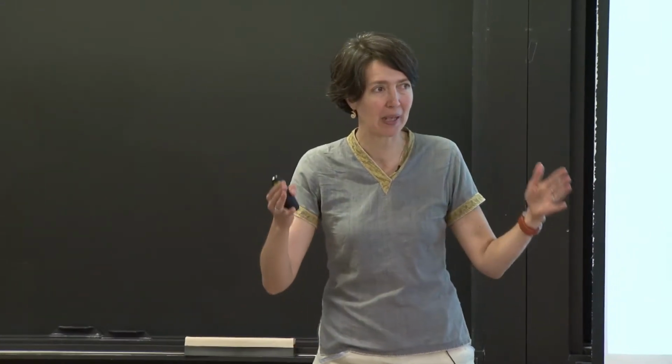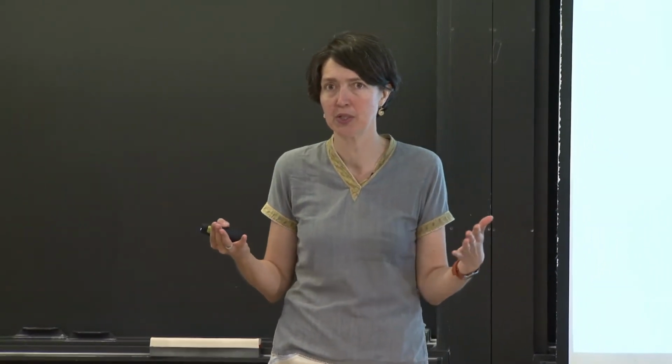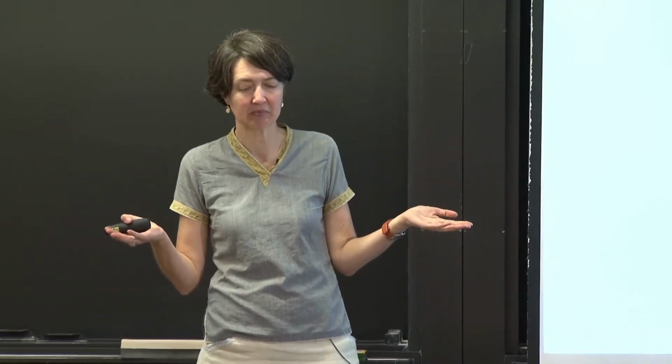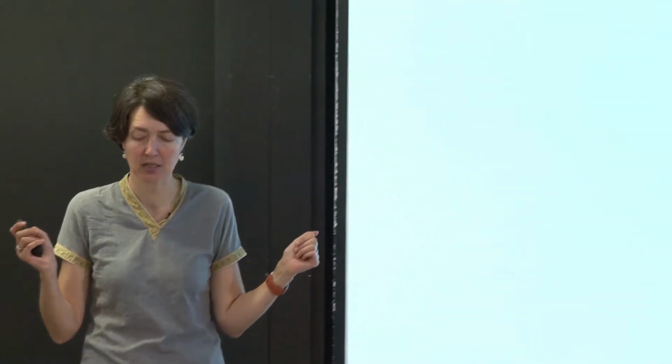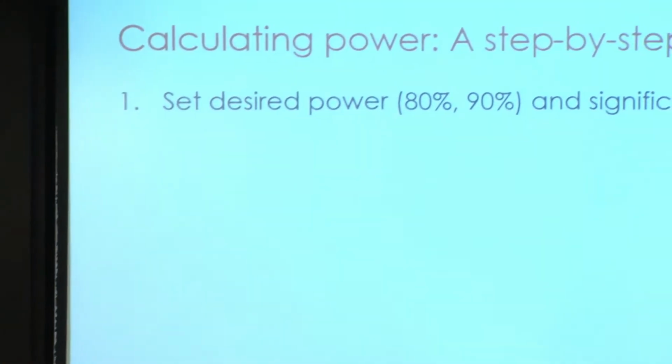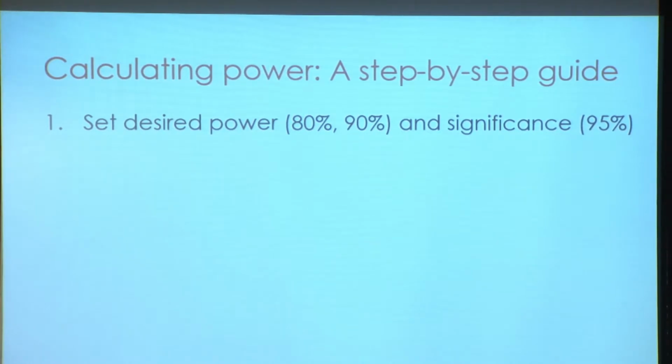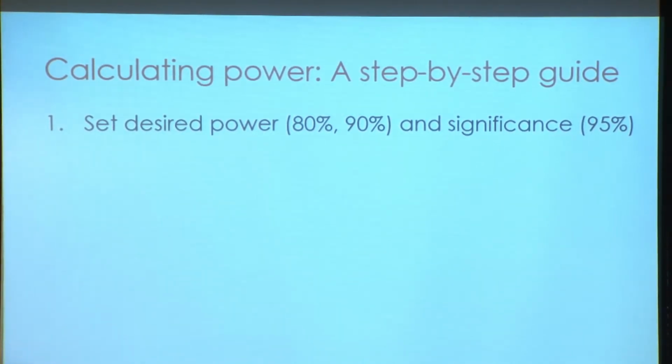So these are the basic steps that you go through when you do power analysis. You set your desired power. Usually we do 80%, significance 95%. Right? That's the easy stuff. That's just what we do. Those are just traditional numbers.